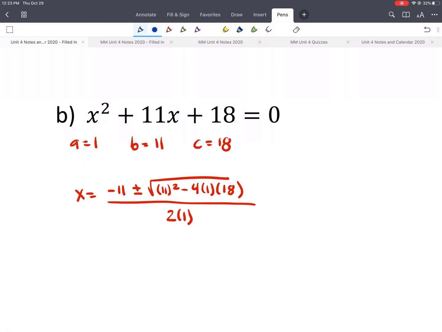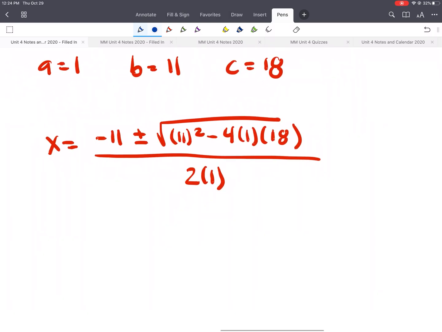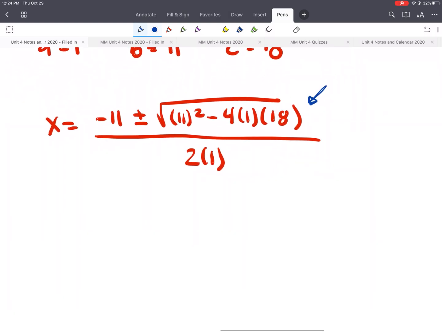We just want to simplify it. So we'll simplify the discriminant, what's inside. So I'll just do that on my calculator. 11 squared minus 4 times 1 times 18. And that gives me 49. So negative 11 plus or minus square root of 49 over 2.